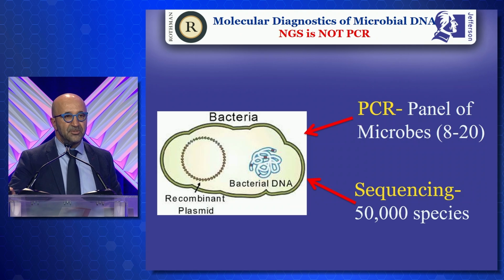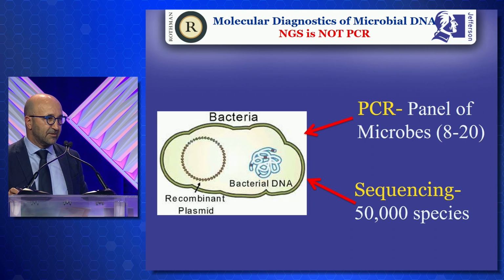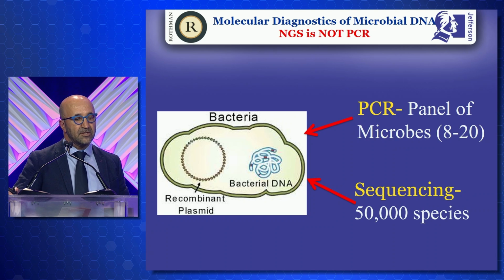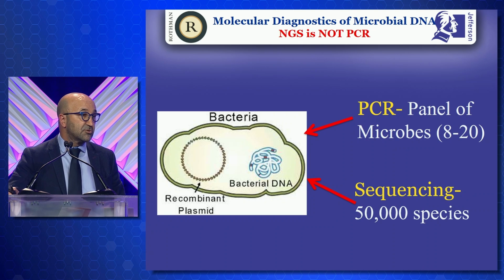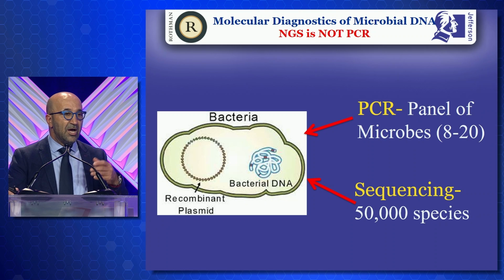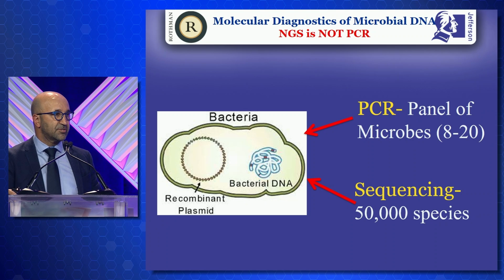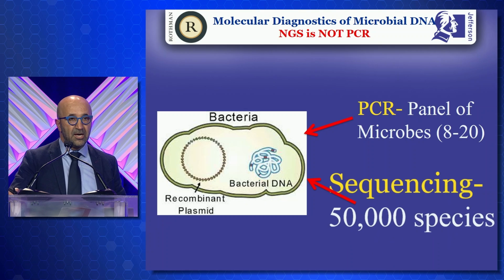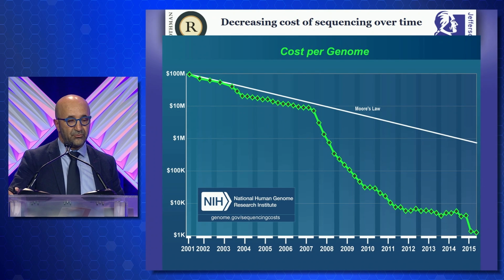Time doesn't allow me to go into the details, but of the molecular techniques, PCR has fallen out of favor because PCR can only isolate microbes, 8 to 20 of them at most. You have to know what organism you're looking for in order to be able to utilize PCR. And sequencing, either next-generation sequencing or metagenomics, has found its way into the field, and I think that will become the standard in the future.